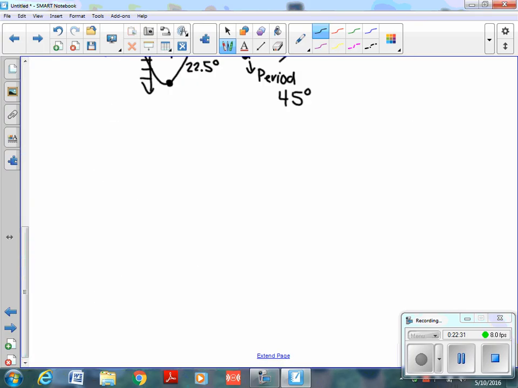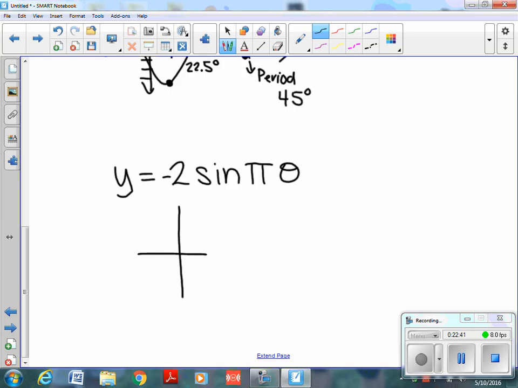And that's it. Y equals 2 sine of, let's make it a negative 2 sine of pi theta. Okay, I'm going to do this one a little quicker. I'm going to go up 2, I'm going to go down 2. I'm going to put 4 slashes. The last slash stands for the period.